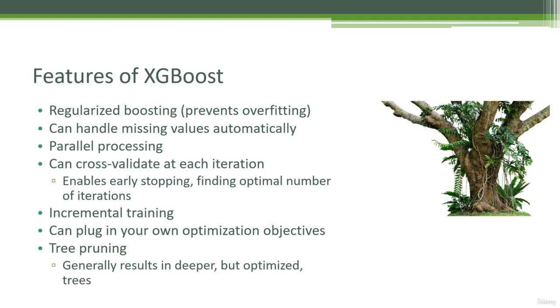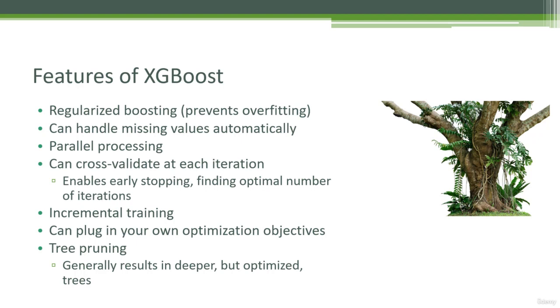Another really cool feature is that XGBoost can handle missing values automatically. So it will automatically figure out the best way to handle the missing values in your data. You don't have to think about it too much. That's a really cool feature because dealing with missing values and imputing those missing values can be a huge part of your job as a data scientist, but XGBoost just kind of makes it happen.